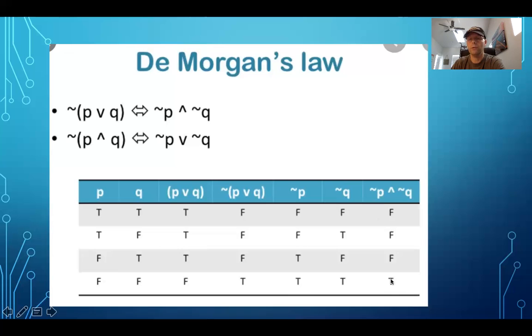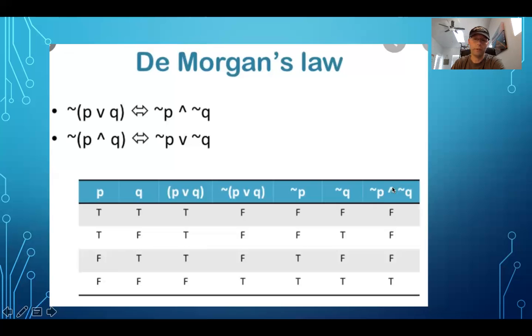So I get a true down here. But in all other scenarios, comparing the not P and not Q, there's a false in one or both of the spots. So I have false values over here for the molecular statement.